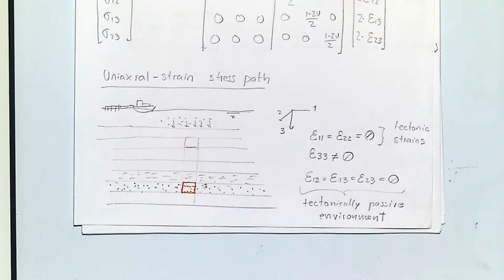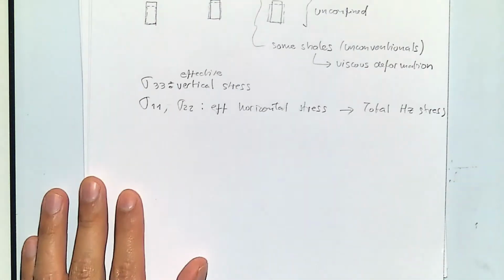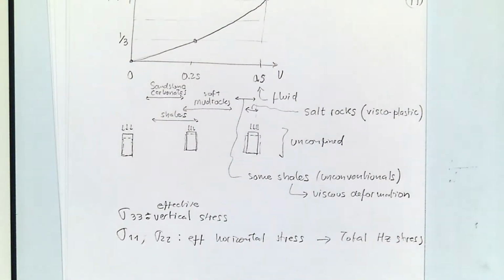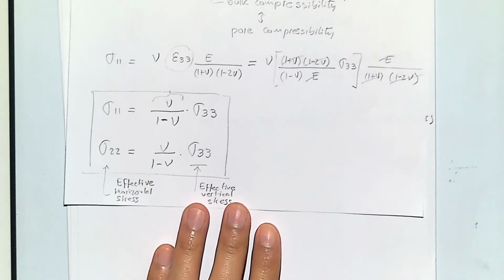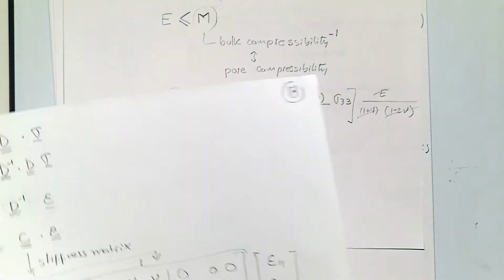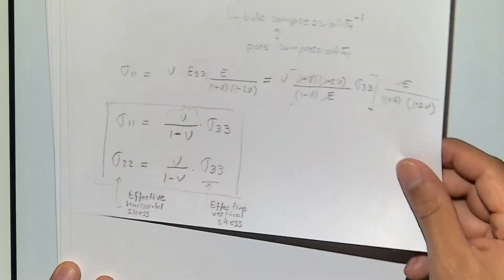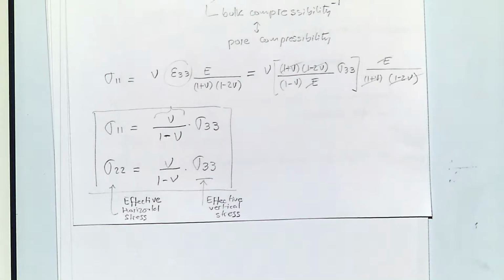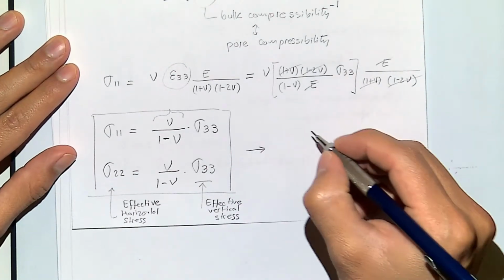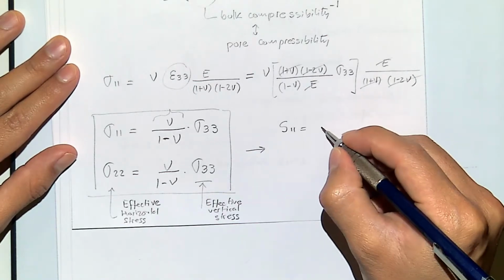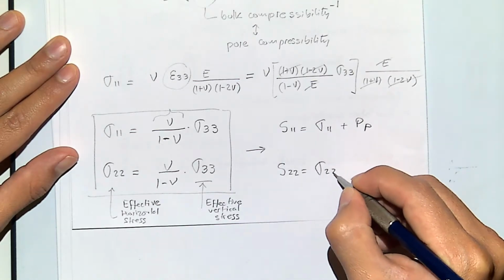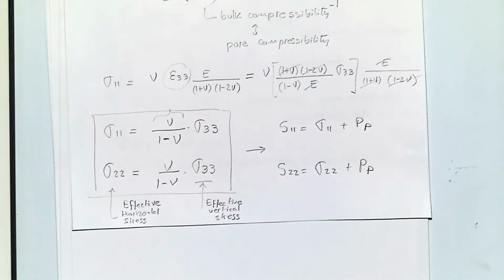With equations of elasticity and thanks to the Poisson ratio, we were able to come up with the equations that allow us to solve, that are these equations. And now with these equations, we can tell what the effective horizontal stress is. Now that we have the effective horizontal stresses, the only thing that we need in order to get to total stress is just to add pore pressure to the effective horizontal stress. And that's it. That's everything you have to do.